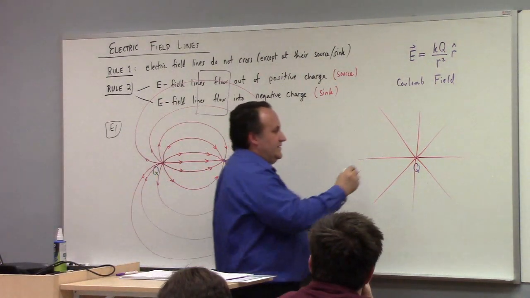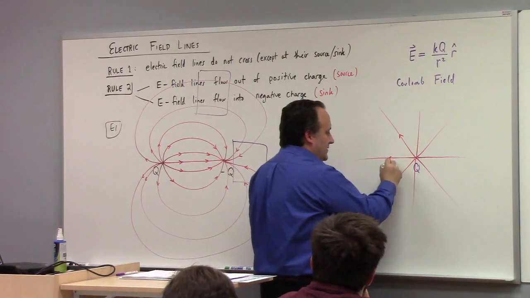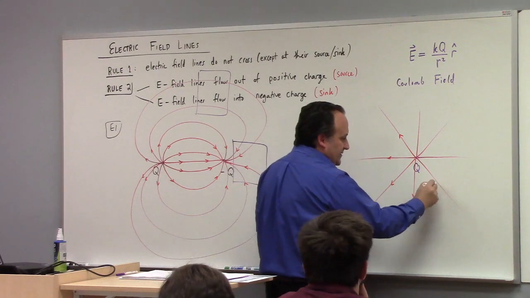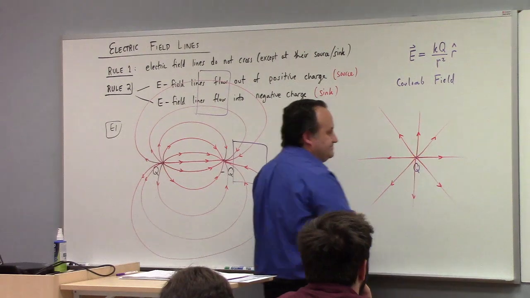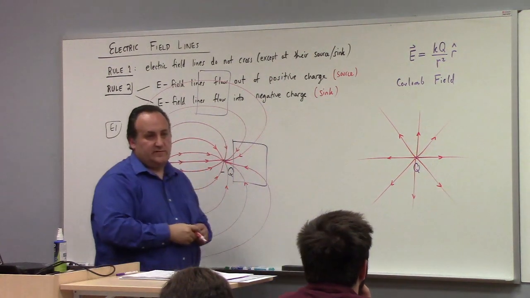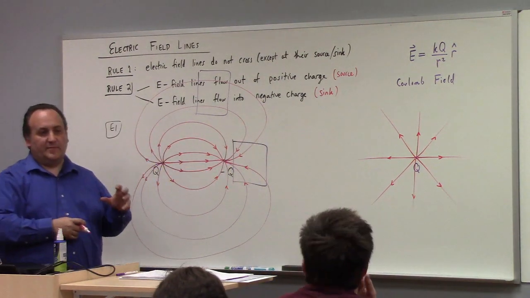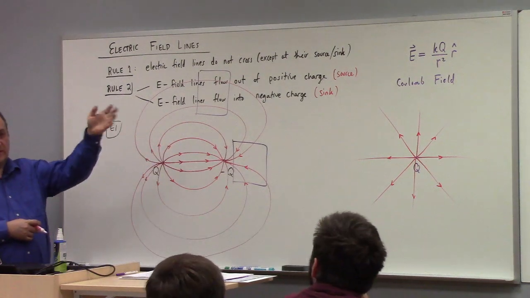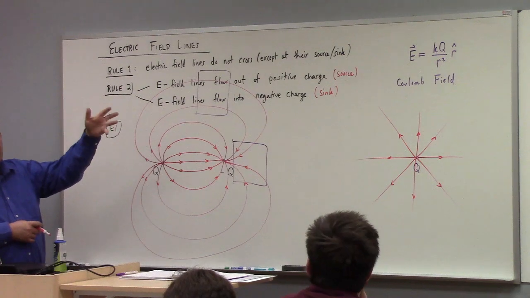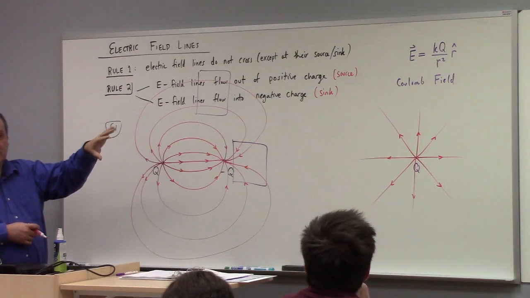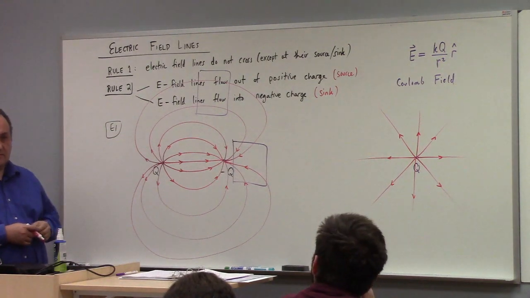Now, if I do this right, they should be completely symmetric around the origin, right? And they go out like that. So the further out I go, the lower the magnitude, as is reflected in the formula, right? Because it's divided by r squared. The further we are from the origin, the lower the magnitude.